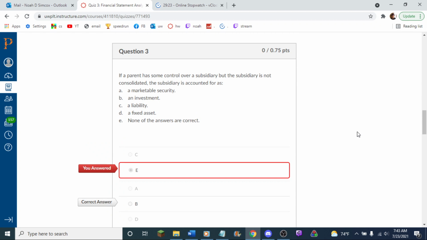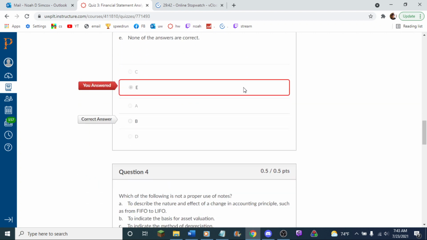Okay, I had no idea how to answer this question before. Oh no, actually this is not the one I was confused on. I think I know about this. If a parent has some control over a subsidiary, but the subsidiary is not consolidated, the subsidiary is accounted for as an investment. I got it wrong because I didn't read the chapter before taking the quiz, which was such a stupid thing to do.